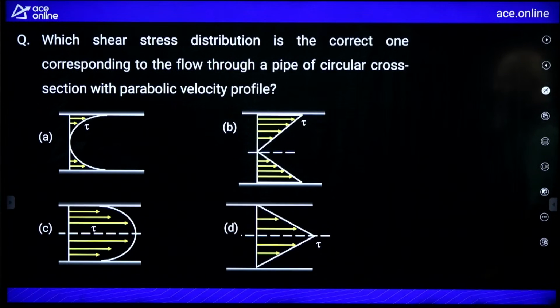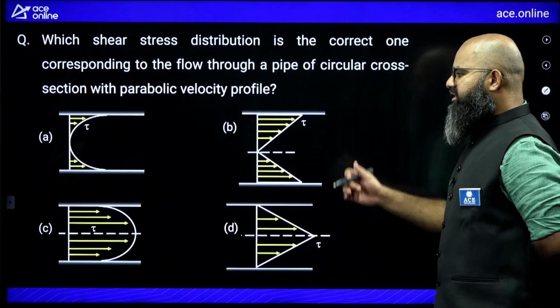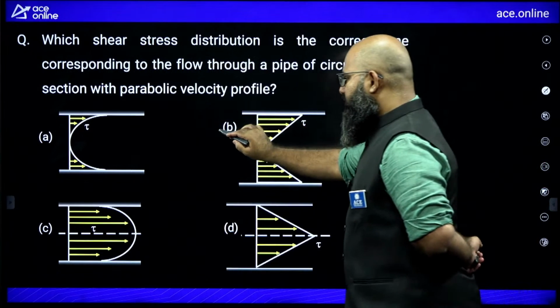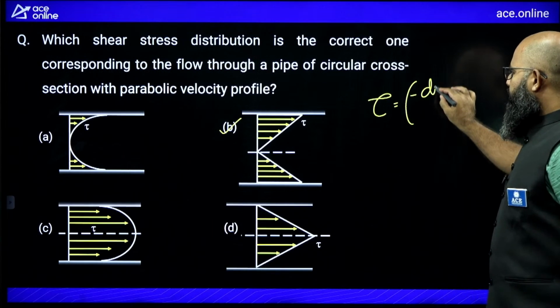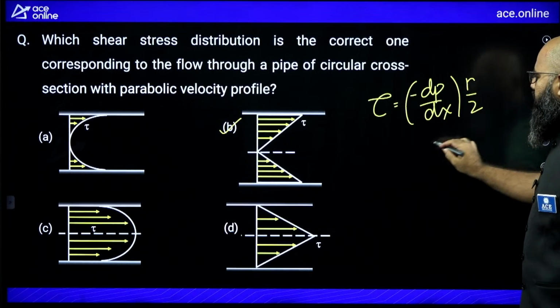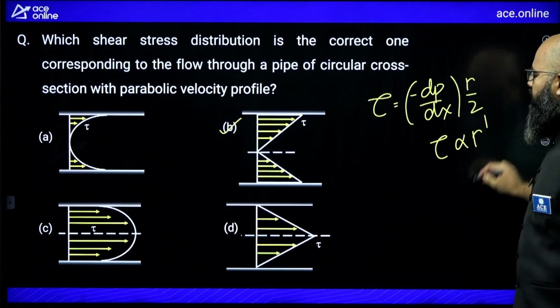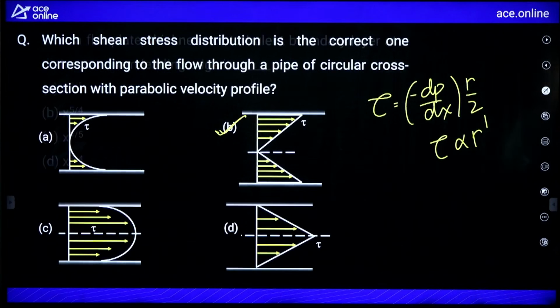Moving further. Very good question. Which shear stress distribution is the correct one corresponding to the flow through a pipe of circular cross section with a parabolic velocity profile? That means for laminar flow, what kind of variation of shear stress is correct? I hope you remember this is true because we remember the formula for tau. Tau is equal to how much? Minus dp upon dx multiplied by r by 2. So tau is proportional to r power 1. Therefore, we are going to have option B as correct over here.